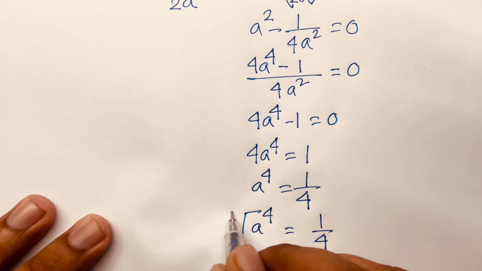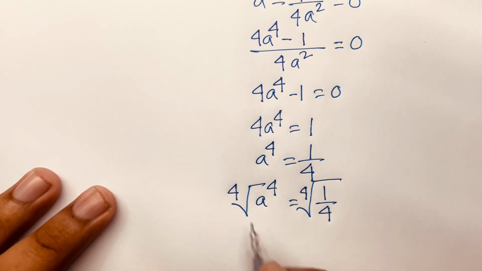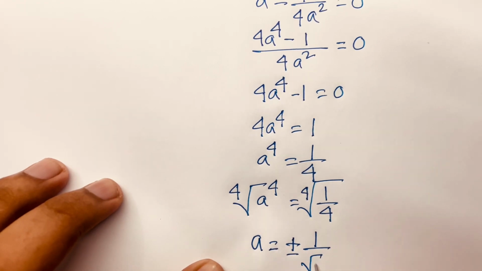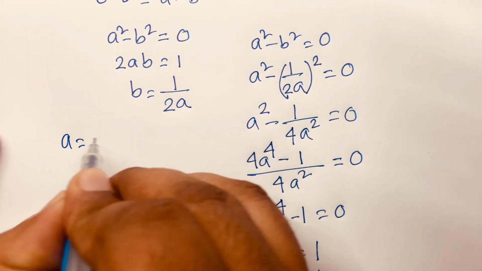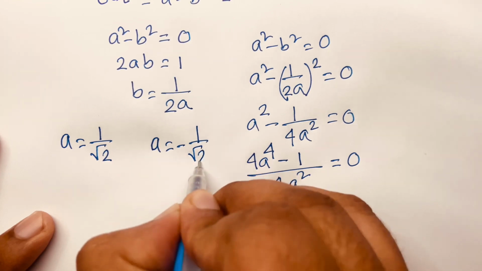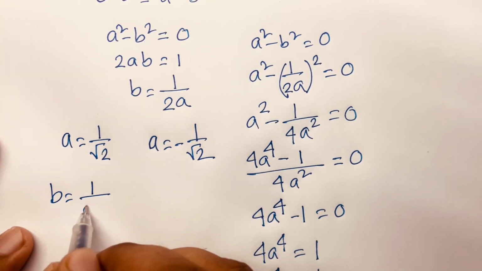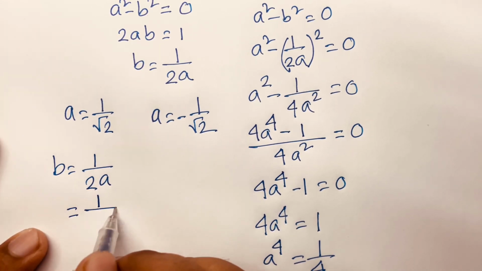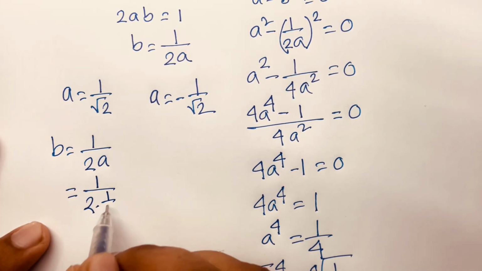I take the fourth root of both sides of a to the power 4. Then the 4 cancels, so a is equal to plus minus 1 over square root 2. So we find the value of a is equal to 1 over square root 2 and the other value a is equal to minus 1 over square root 2. Then we find the value of b. So b is 1 over 2a. When a is equal to 1 over root 2, this time a is 1 over square root 2.